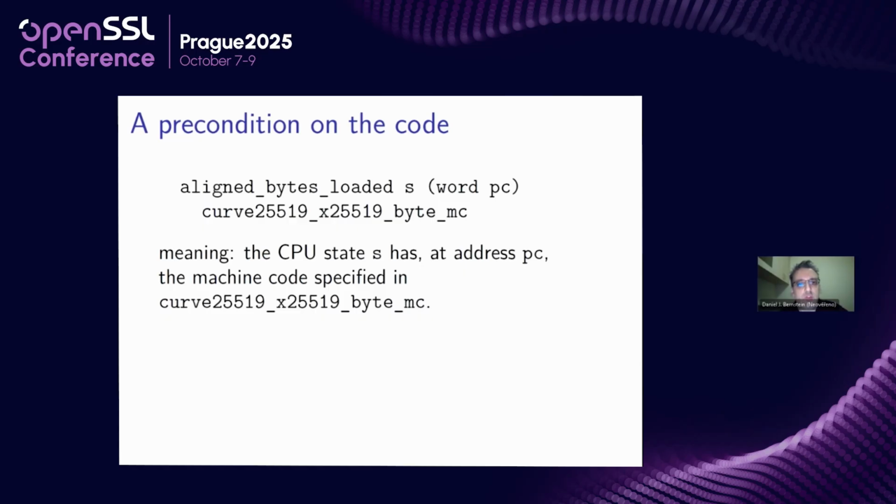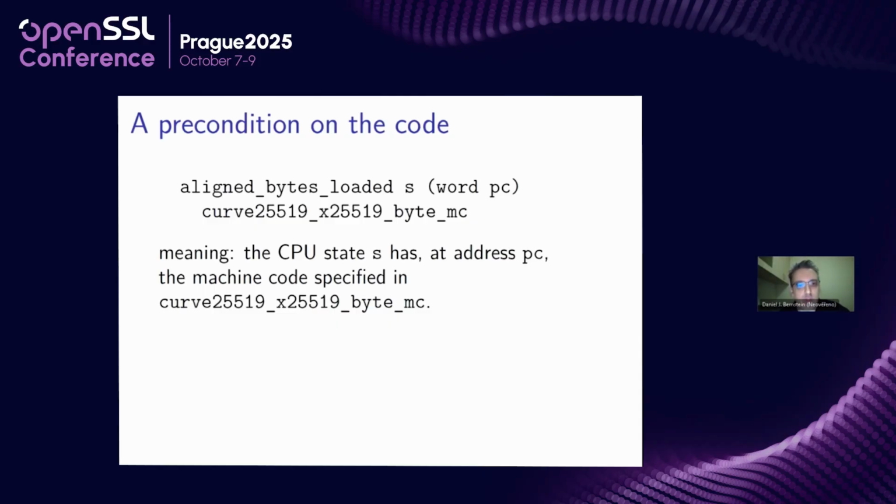All right, the preconditions, one of them says that your code is loaded into the state at the program counter. PC is this variable, which before was non-overlapping with things. And now this assumption says that curve 25519, x25519, byte MC, whatever that is, is loaded into the CPU state at this address. Now, when you're doing an audit, you do not have to look at the definition of that 25519 MC. It is the machine code which the theorem is talking about and which the proof is looking at in detail. But you don't have to look at the code.